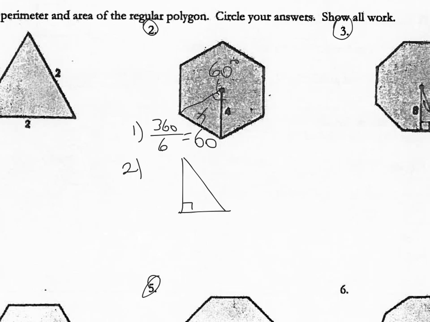Well, the right triangle splits that 60-degree angle into two 30-degree angles, but now my hypotenuse is actually 4 instead of 6 from the example problem. Okay. Next, it says we got to use SOHCAHTOA to solve for the side length and the apothem. Okay, so here's my theta. I got my opposite side, my adjacent side, and my hypotenuse.